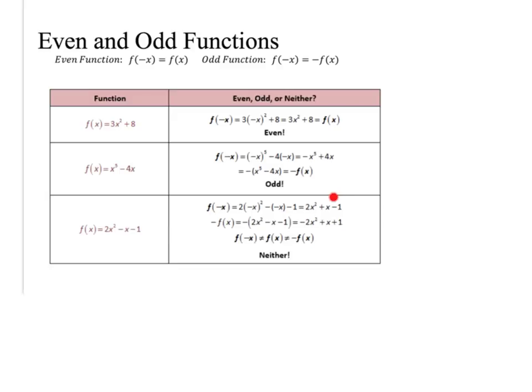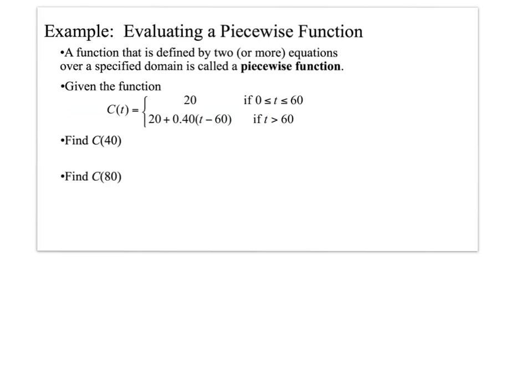So as you can see here, we substitute negative x in for x for the equation 2x squared minus x minus 1, and the resulting equation that we get is 2x to the power of 2 plus x minus 1, and that does not match the original equation, but it also does not match when you have a negative function. So in this example, you have neither an odd nor even function, which again just means that you don't have any reflection when you graph this function.